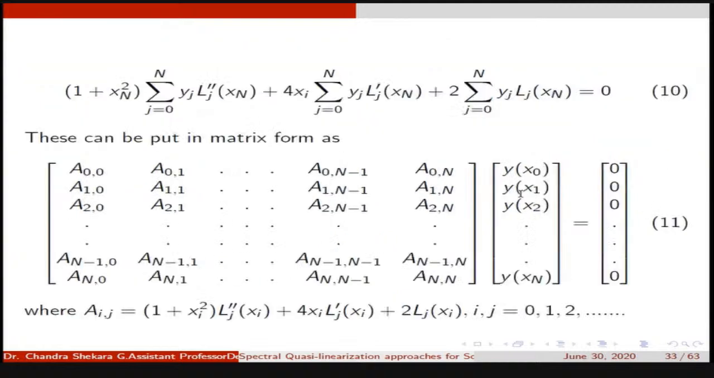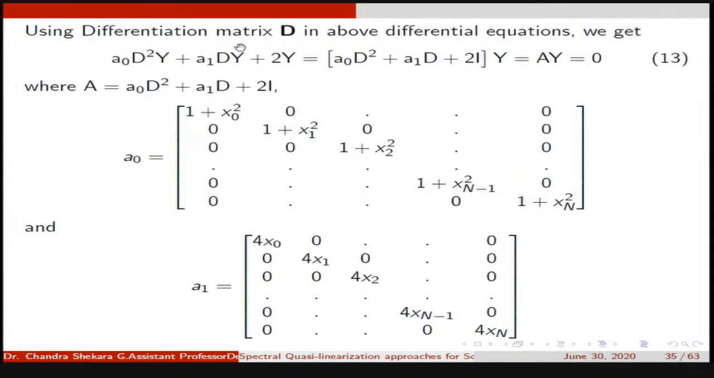But going back, since we are using Lagrange's polynomial, this entire equation 11 in matrix form is not required. You can use just the Chebyshev matrix, the differentiation matrix, or spectral differentiation matrix. Therefore, this L double dash we can replace by D squared, and L dash we can replace by D, where D is the differentiation matrix of order n plus 1 by n plus 1. Here there is no derivative, so in the last term we get the identity matrix of order n plus 1 by n plus 1. Using the differentiation matrix, the above differential equation just becomes like this.